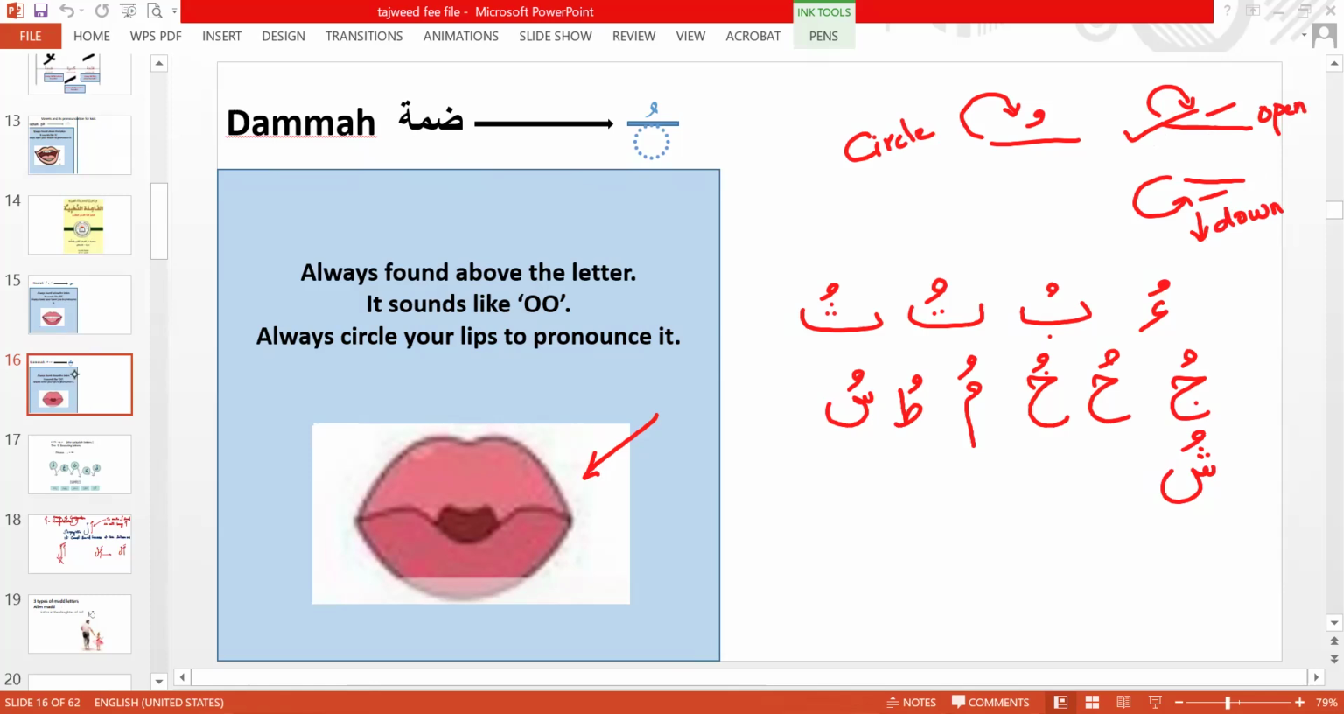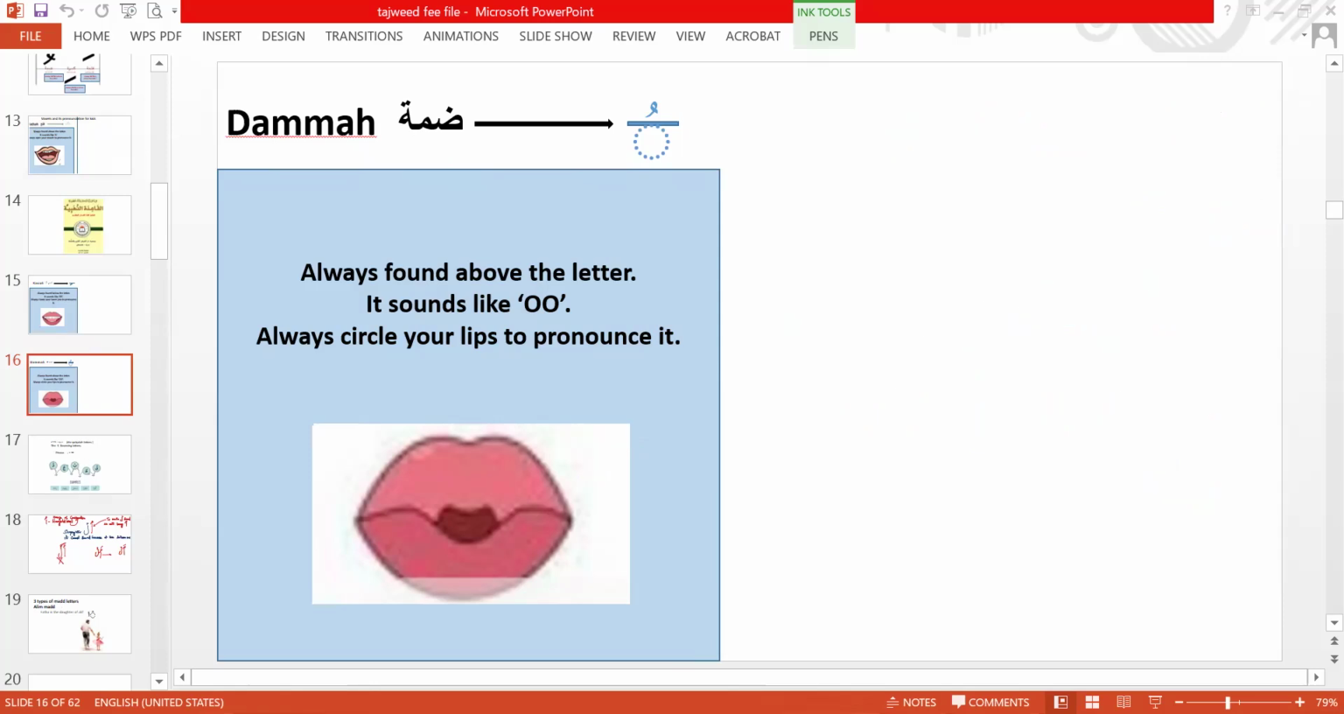Now, I hope all of you understood the concept of fatha, kasra, and dhamma. See you all in the next exercise of Qaida Zahabiyya, where we will be applying the rules of pronouncing fatha, kasra, and dhamma together.